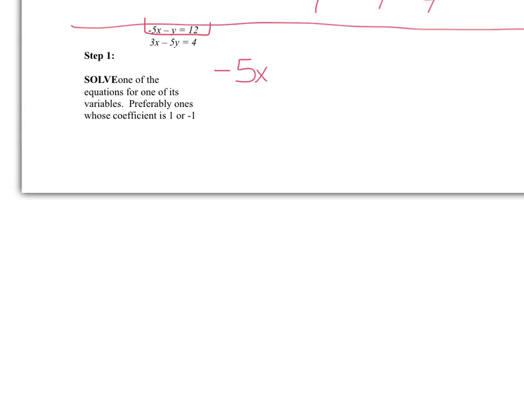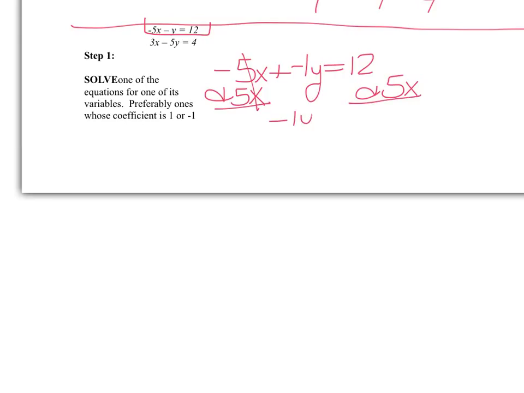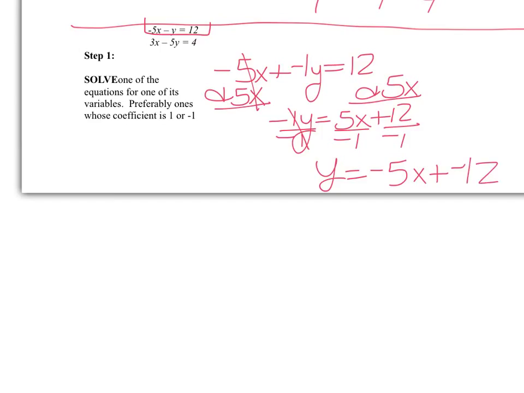So negative 5x plus negative 1y equaling 12. I want the y by itself, so move the 5x first by adding 5x to each side. Negative 1y equals 5x plus 12. Divide everything by a negative 1. And y equals negative 5x plus negative 12.